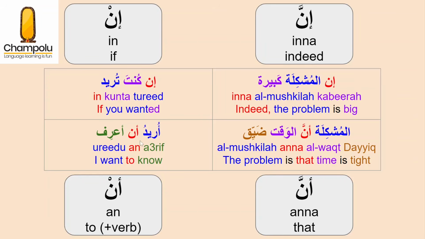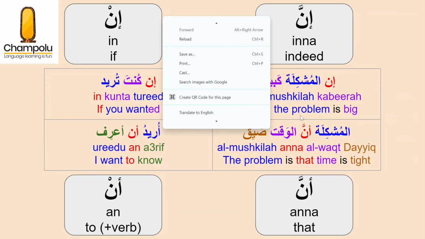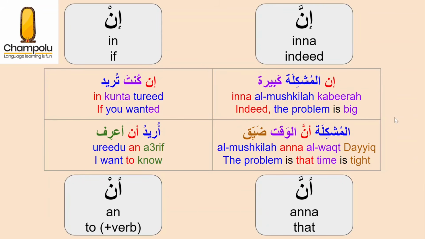So these are some basic examples of how to use these different words. But let's go deeper into each of them. And notice that there are so many other grammatical elements related to these words, such as the casing or the word endings related to each of these, especially inna and anna. But let's not get into that because it can be a little complicated.